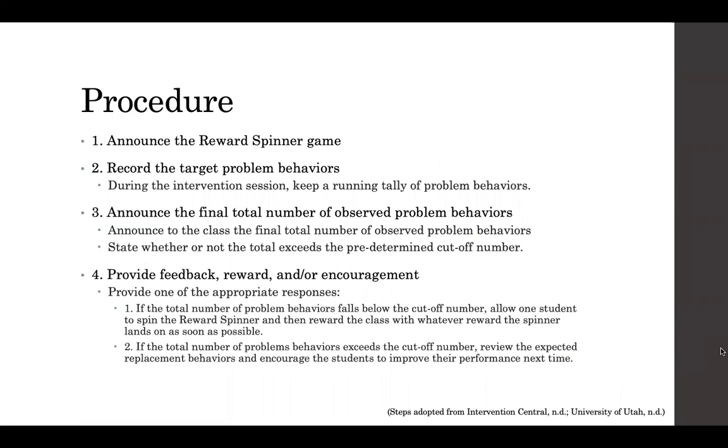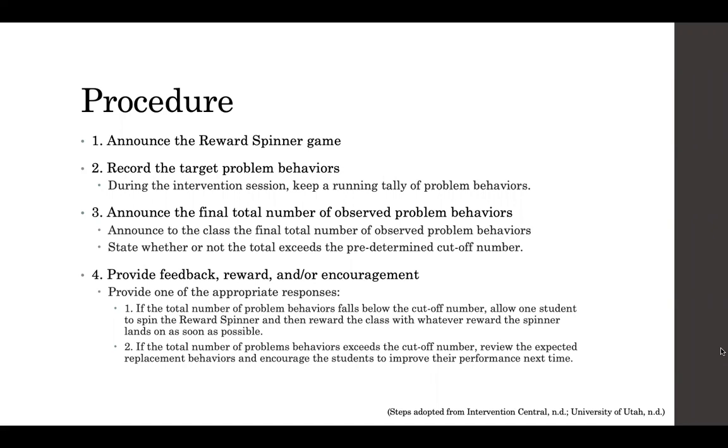To implement the reward spinner intervention, the teacher will first announce the reward spinner game, then announce to the students that the intervention is in effect and point to the poster of the replacement behaviors to remind students of what behaviors are expected. Then record the target problem behaviors. During the intervention session, keep a running tally of problem behaviors by tallying each time the problem behavior is observed using a pen and paper.